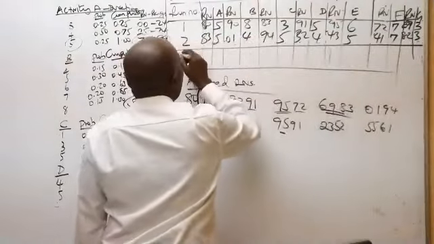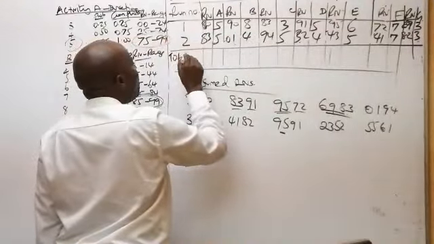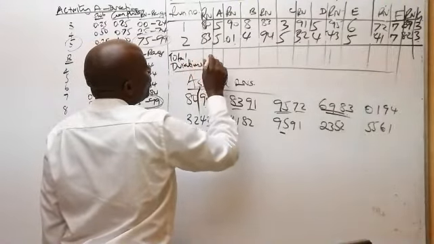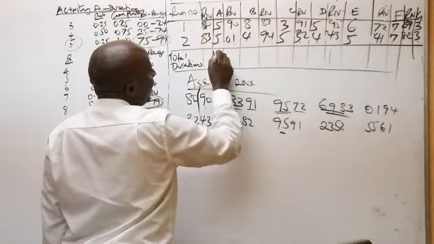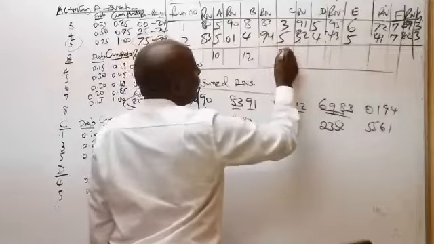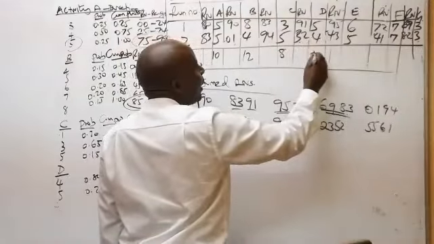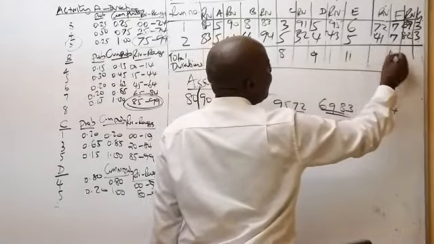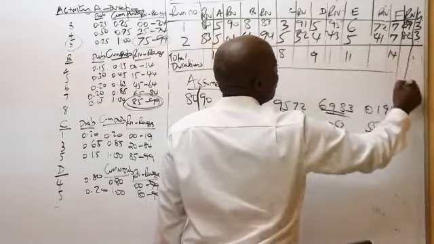Once you get there, you come and get the total durations. The total duration of A is 10, duration of B 12, duration of C 8, duration of dog 9, duration of E 11, duration of F 14, duration of G 6.